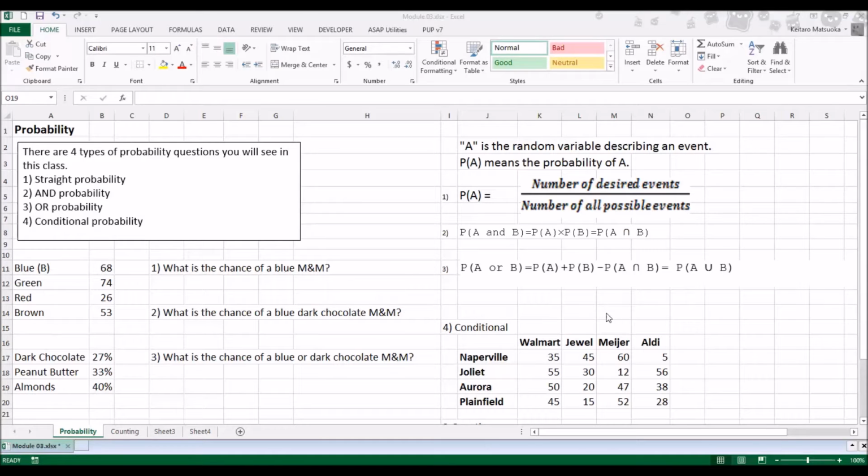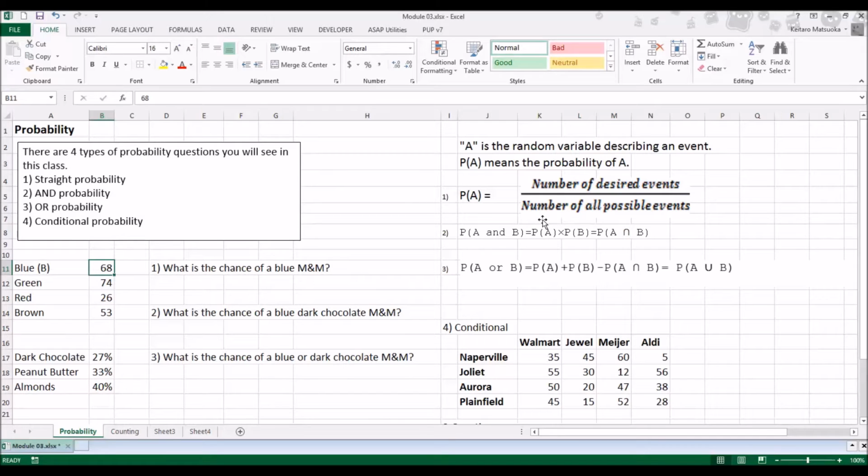The first question is, what is the chance of a blue M&M? Say you have a bag of M&Ms and then you randomly pick one piece out of it. I'm asking, what is the chance it's going to be a blue M&M? Well, this is a question of a straight up probability, number 1. And if you look at the formula over here, the formula is P of A, the probability of A, is the number of desired events over number of all possible events. So that means, what is the number of desired events? How many blue M&Ms are there? Well, there are 68 of them.